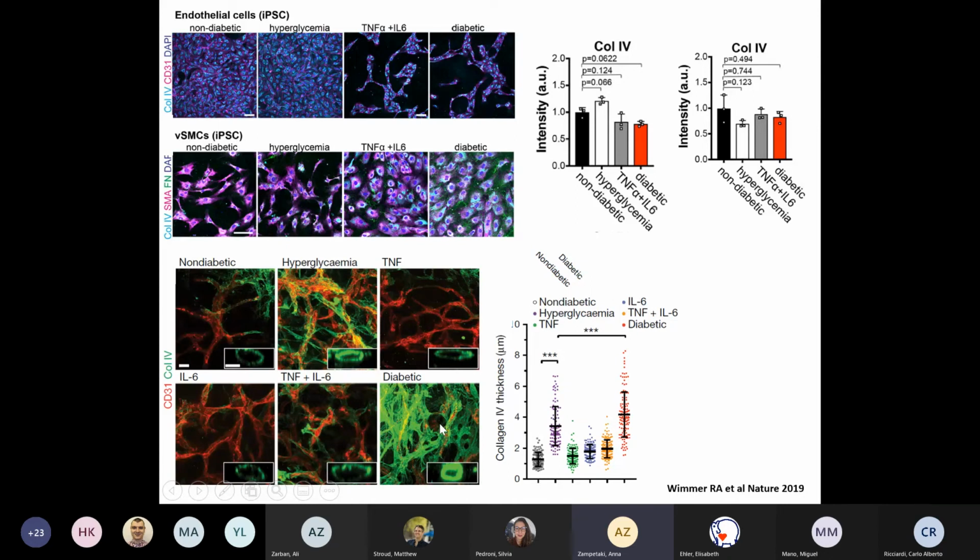So it is an indication that actually the 3D structure and the cell-to-cell interaction, the interaction with the extracellular matrix as well, is important and recapitulates a critical feature that exists in the microvasculature in diabetic patients, and therefore is able to reproduce this phenotype.